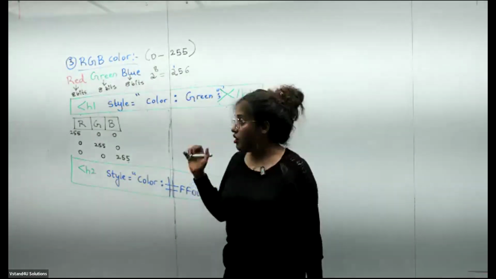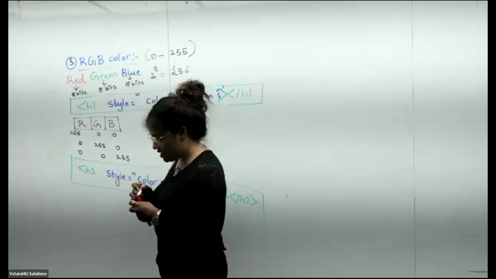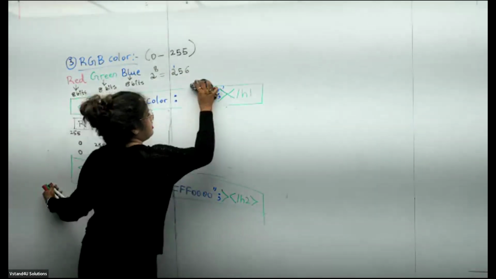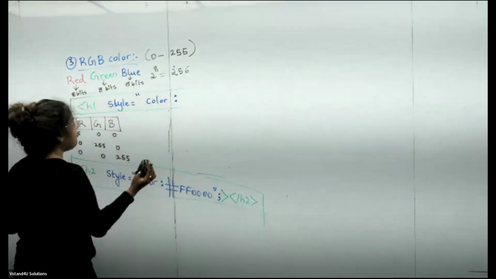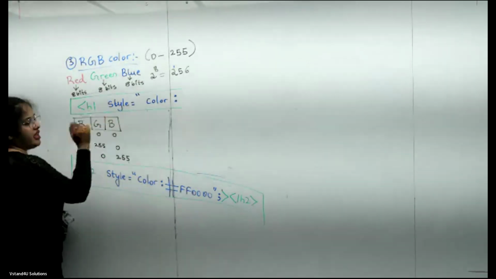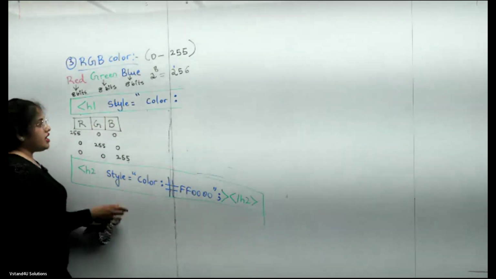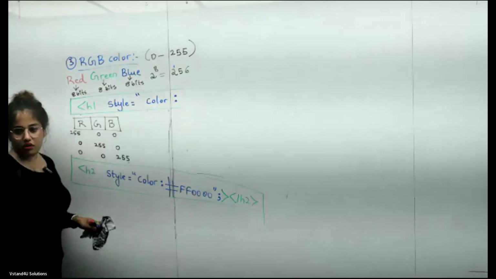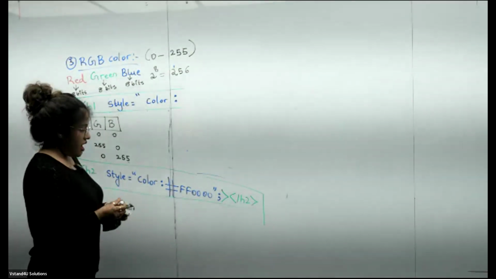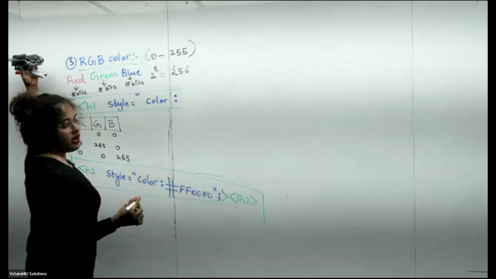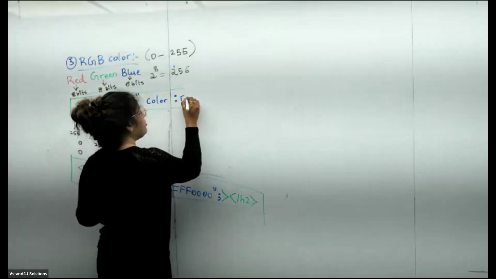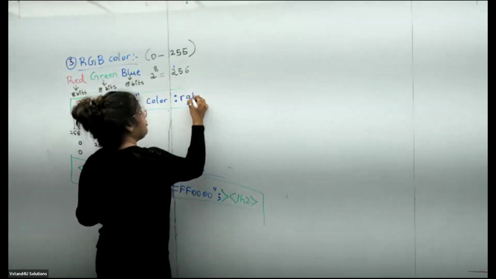Clear? Now, ma'am, how to write the syntax for this? The same thing. I've taken the H1 tag, I have taken the attribute, and I have given the property name. Yes or no? Now, what I'll be doing here is, which color model is this? RGB. So now I will type something called RGB.